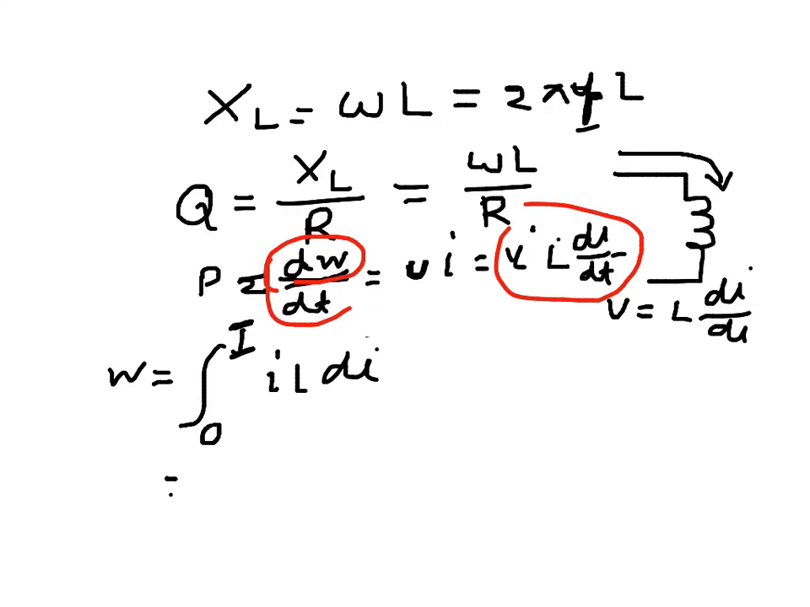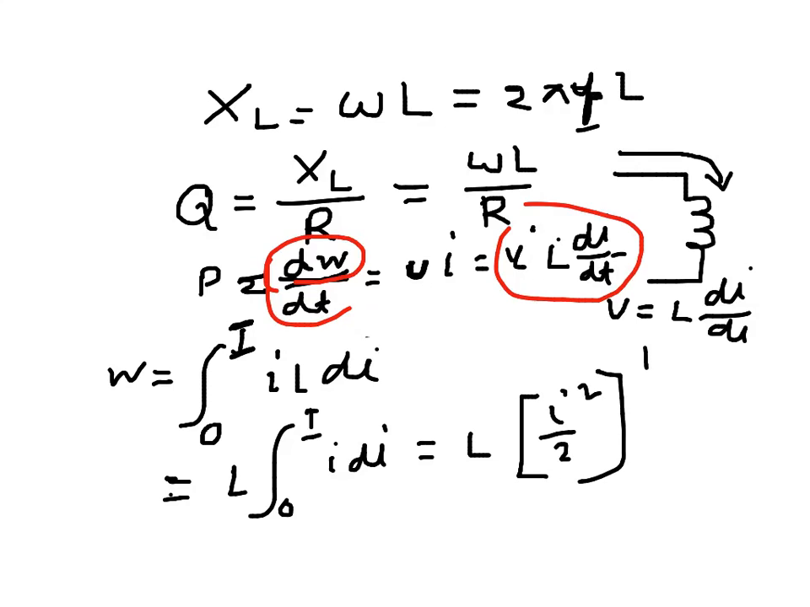If I do that, I can take the L out, and the integral is from 0 to I of i di. The integration of that becomes i square over 2, from 0 to I. So L times I square over 2, basically half L I square. This is the energy stored in an inductor when the current goes from 0 to I, or when the current decays, this is the energy released from the inductor.